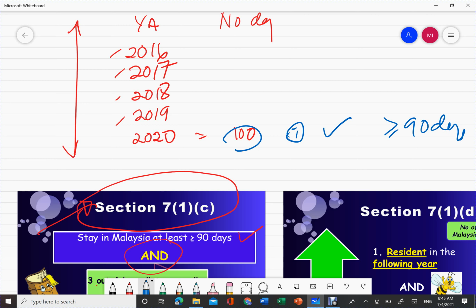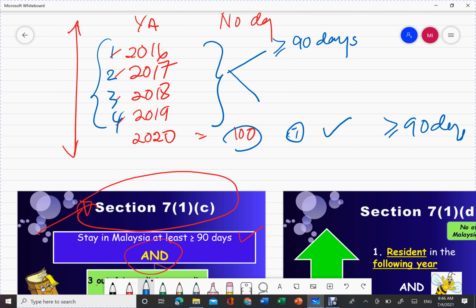And what you need to know is that it is 3 out of 4. They do not require all 4. They just require you to come up with 3 out of 4 years, which must be either that they stayed in Malaysia at least 90 days, or that they were a resident in Malaysia. So let's say for this example, in 2016 this person stayed in Malaysia for 120 days. In 2017 he was a resident. In 2018 he was a resident, and in 2019 he stayed in Malaysia for 10 days only.